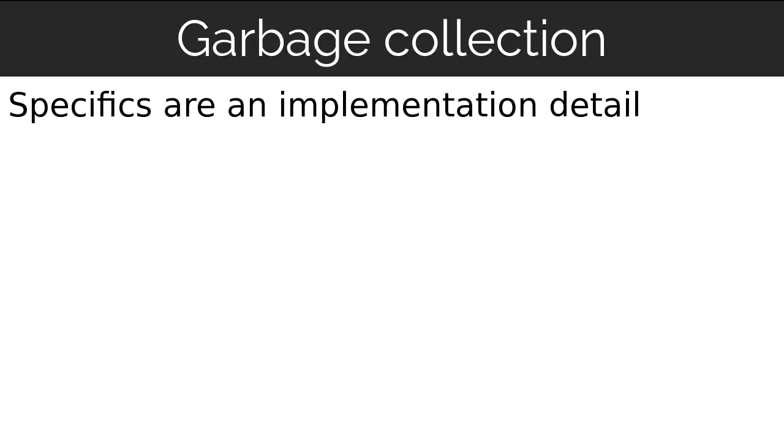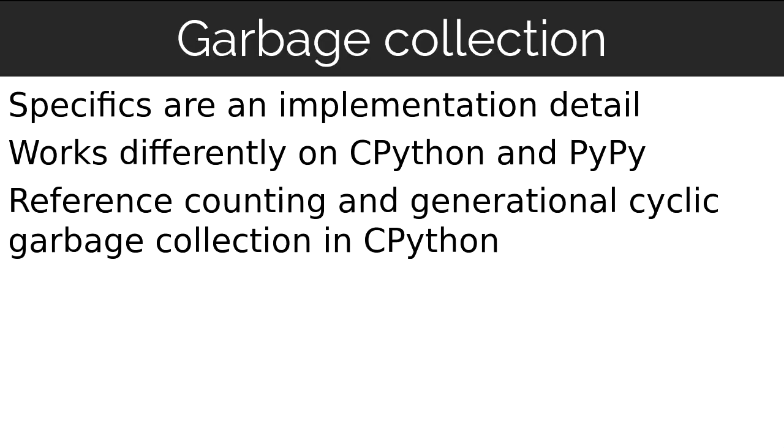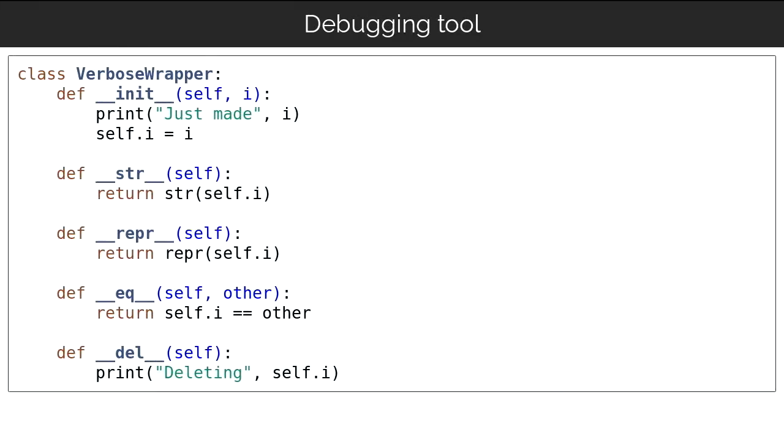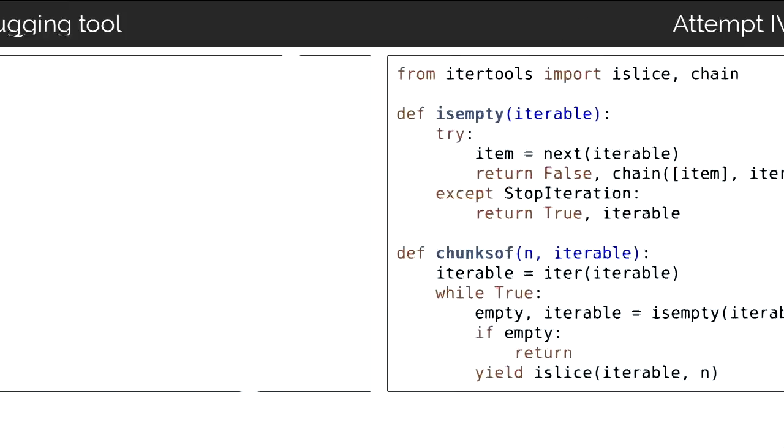Garbage collection in Python is an implementation detail, so it works differently on all these things, but with reference counting, if you keep a reference around, that's bad. I'm hurrying through because I'm running out of time. This is a really useful thing I made that will just print when something's made and deleted, and it's great for debugging generators.